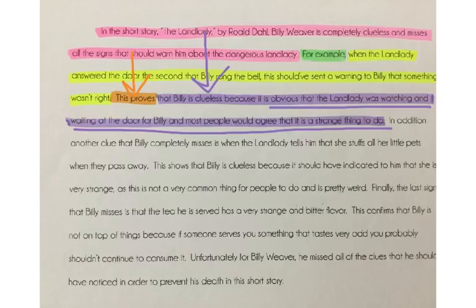Remember, in my topic sentence, I am telling you that I'm attempting to prove that Billy is completely clueless. So you need to tie your commentary back to the topic sentence. What are you trying to prove? Since we're trying to prove that Billy is clueless, we want to put in our commentary sentence that it is a strange thing to miss a sign that someone was watching you.